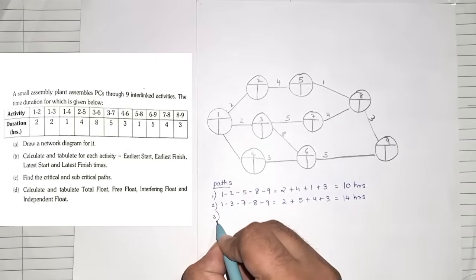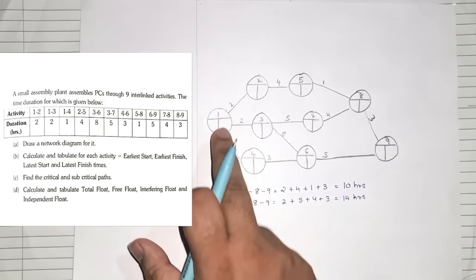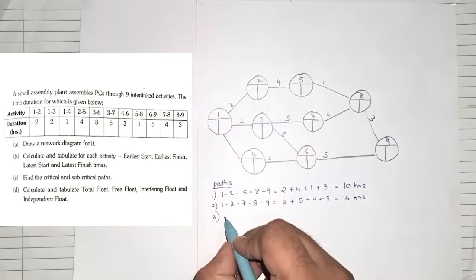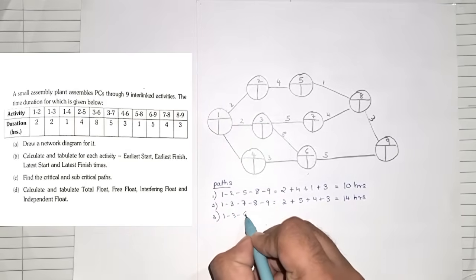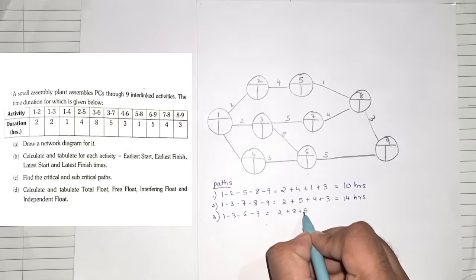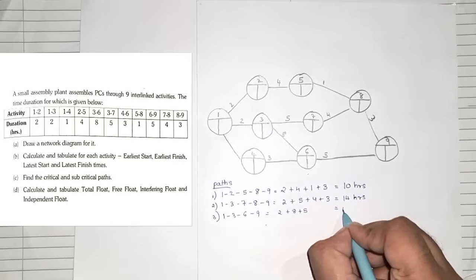Okay, third one, I can take this as 1, 3, 6, 9. So 1, 3, 6 and 9, that will be 2 plus 8 plus 5, which comes to 15 hours.